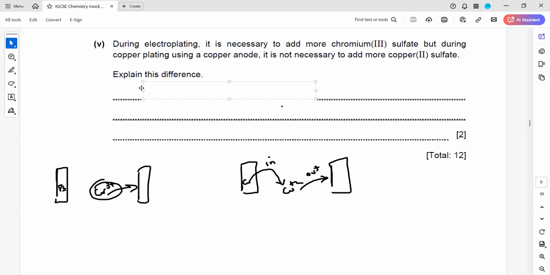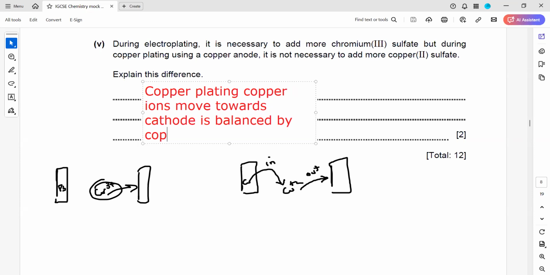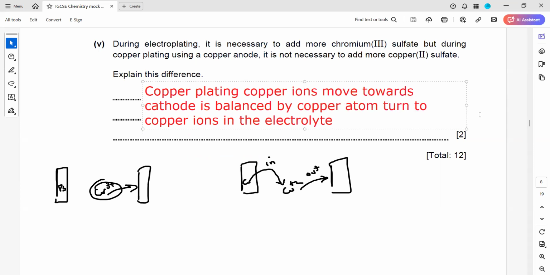So what will happen in copper plating? The copper ion moving towards the cathode is balanced by a copper atom turning into a copper ion in the electrolyte. So the copper atom turns into a copper ion and moves into the electrolyte.